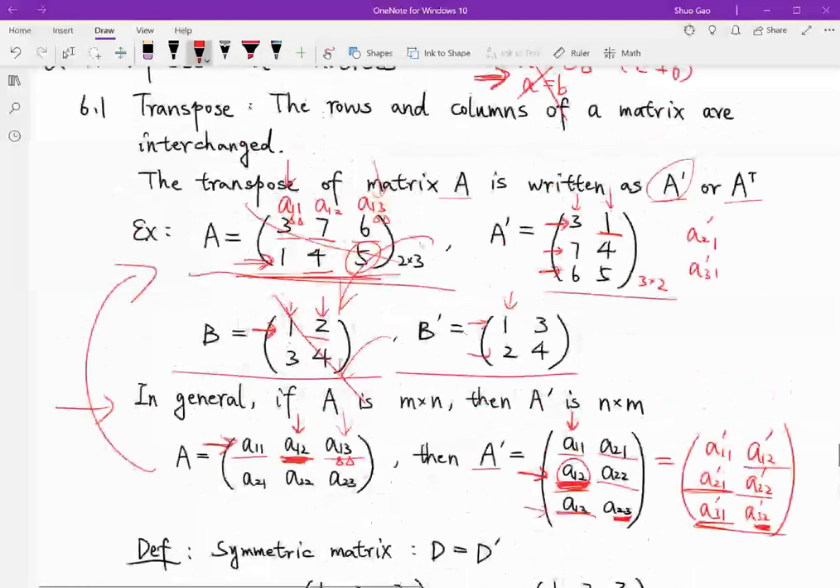To be more specific, if the original element is Aij, where i is the row number and j is the column number, the new element position in the transpose matrix should be Aji prime. We interchange the position of row and column from Aij to Aji prime. We don't change the element, just change the position, right? So this is called transpose.